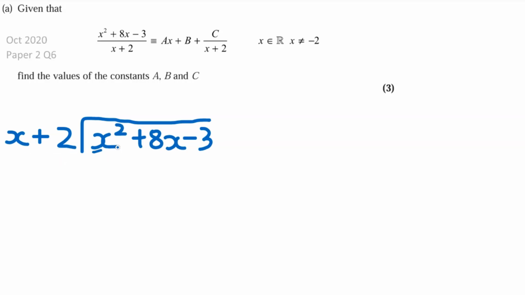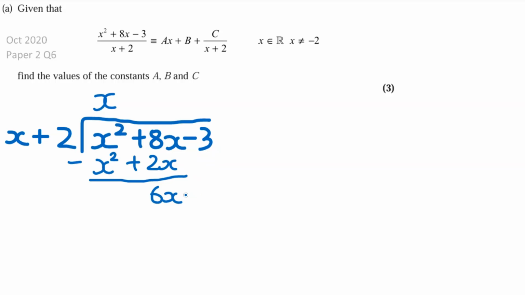The way we do this is, firstly, we divide x squared by x, which is just x. Then we multiply this x by x plus 2, which gives x squared plus 2x. Then we subtract this x squared plus 2x from the x squared plus 8x up here. So x squared minus x squared cancels out and is 0, and 8x minus 2x is equal to 6x.